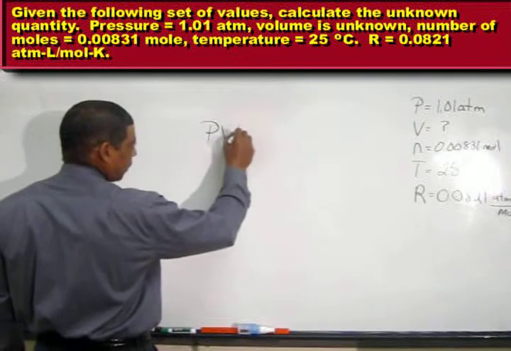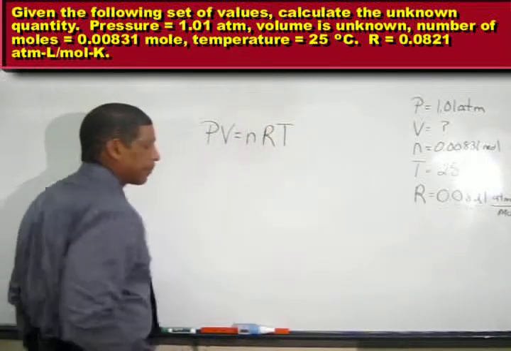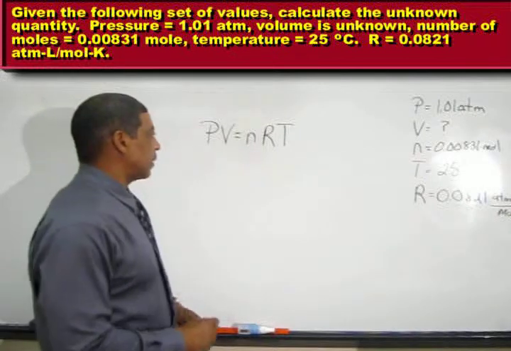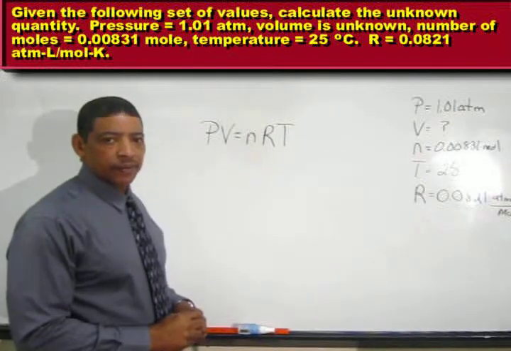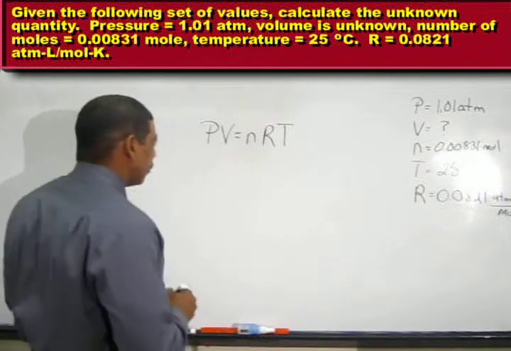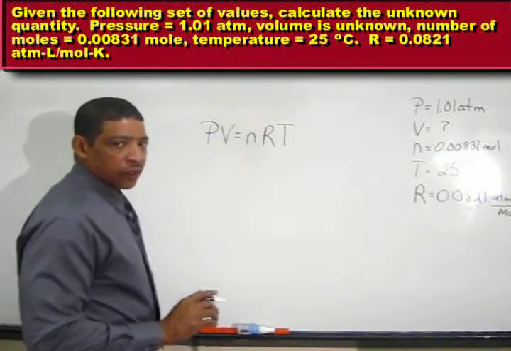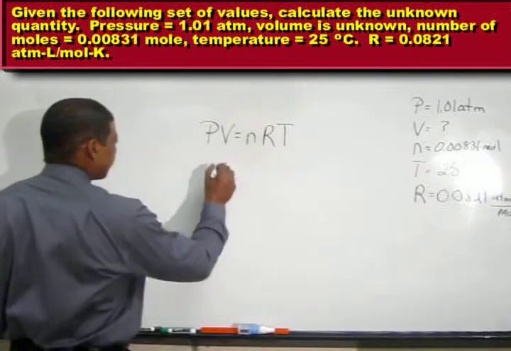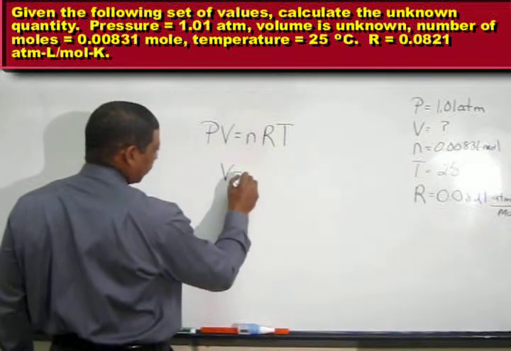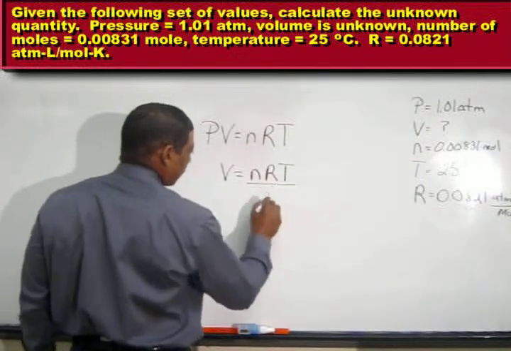To solve this particular practice problem, begin by rewriting the ideal gas law. PV is equal to nRT. The unknown quantity is the volume. So to rearrange the formula to solve for volume, simply divide through by pressure. This will generate the following formula. V is equal to nRT over P.